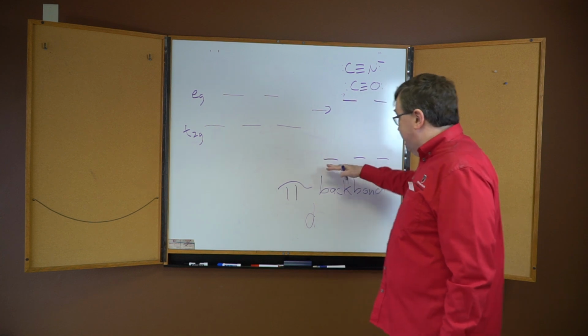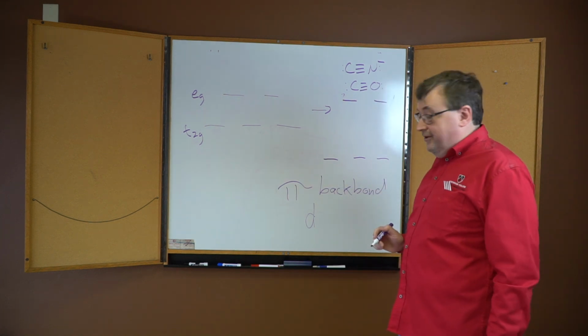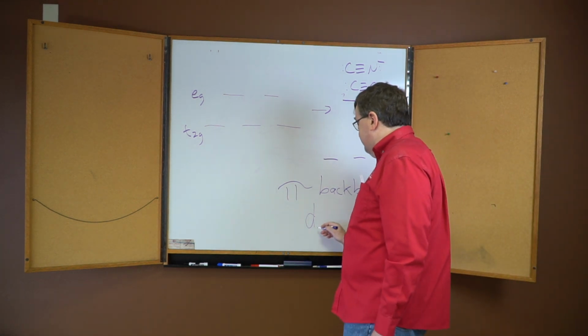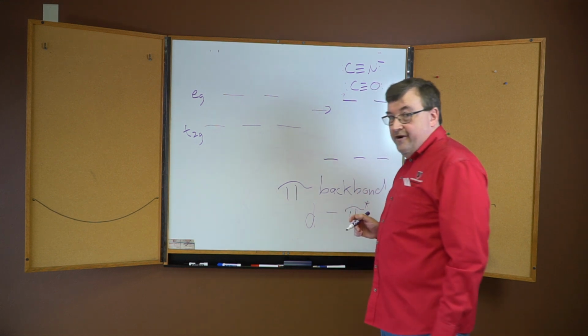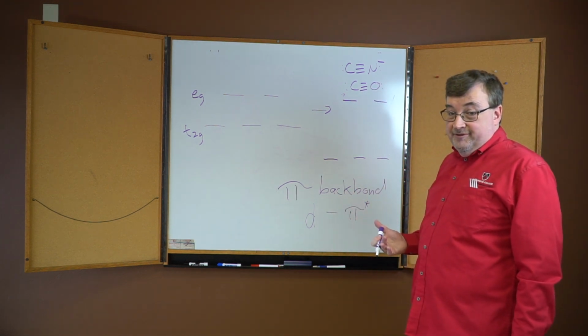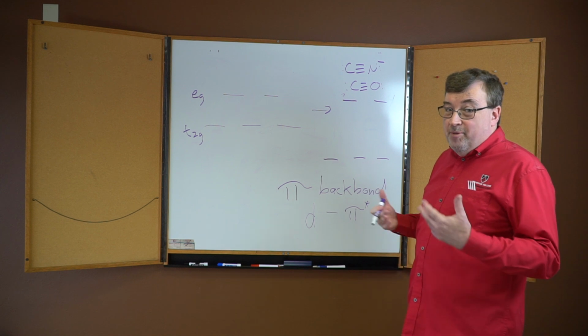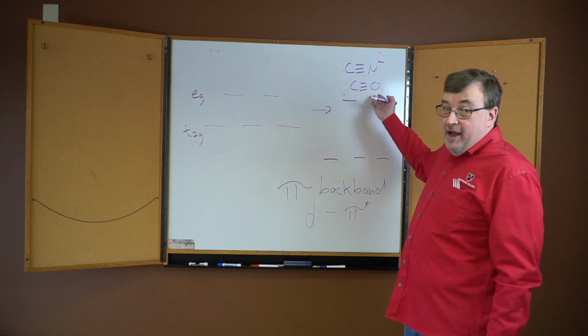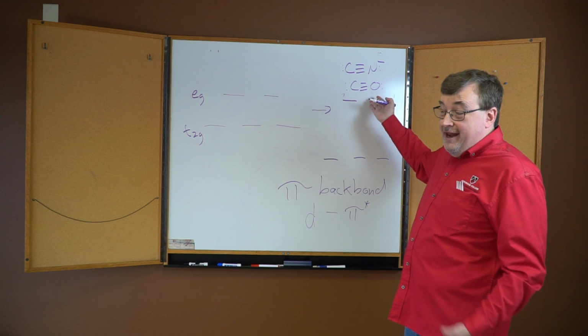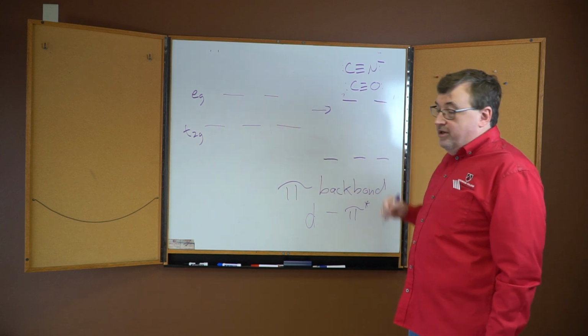So the d orbitals that are in the T2G level interact with the pi star orbitals. So you go look back in your notes on bonding and see what those look like. So things that can pi bond, pi back bond, that have pi bonds in them, they lower T2G.